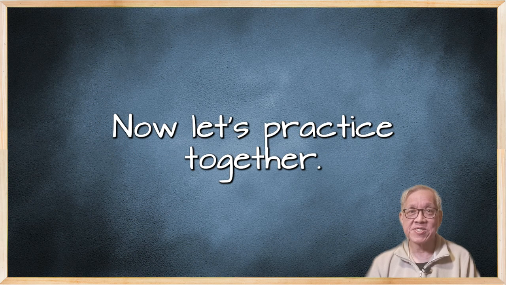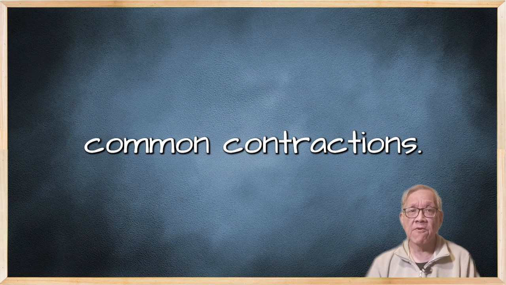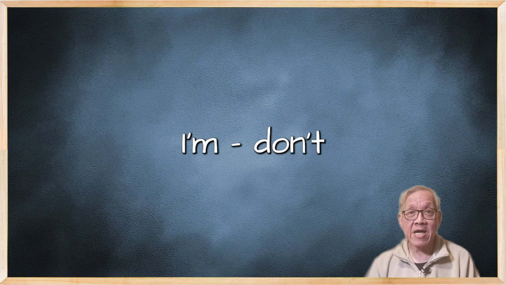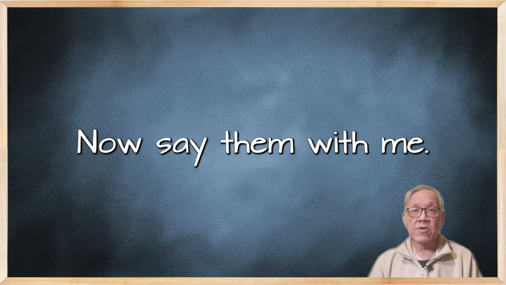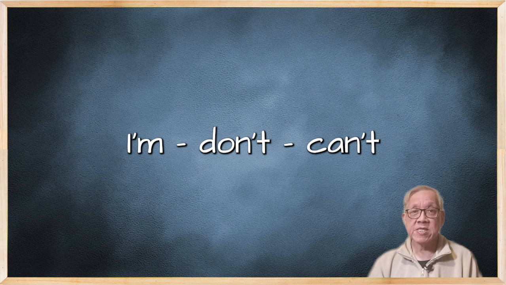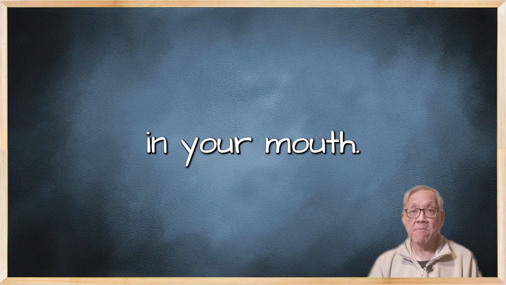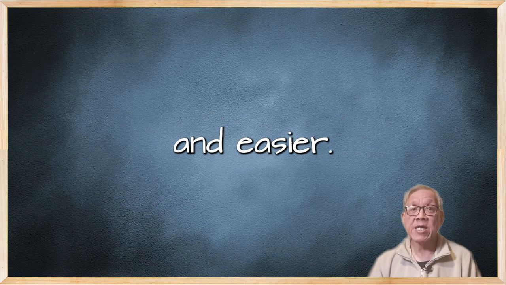Now let's practice together. I'll say 5 common contractions. First, slowly, then at normal speed. I'm, don't, can't, were, they've. Now say them with me. I'm, don't, can't, were, they've. Notice how they feel in your mouth. They're designed to make speaking faster and easier.